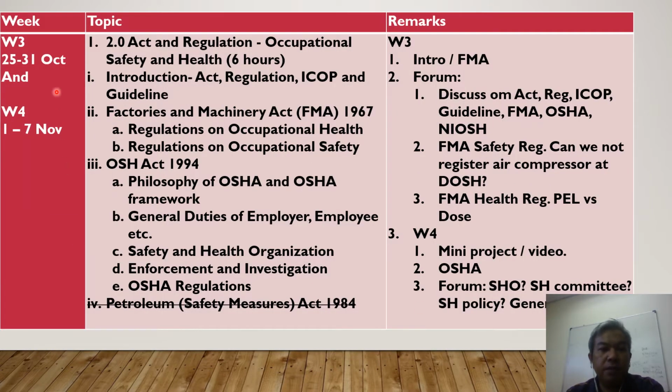And then week 3 and week 4 we will have topic 2, the Act and Regulation, Occupational Safety and Health, where we will introduce the Act, Regulation, ICOP, Industrial Code of Practice, and guideline. We have the Factory Machinery Act or FMA, and then we will have the OSH Act or OSHA. We will cover within these 2 weeks. For each session, we will try to have forums to reflect the learning activities.